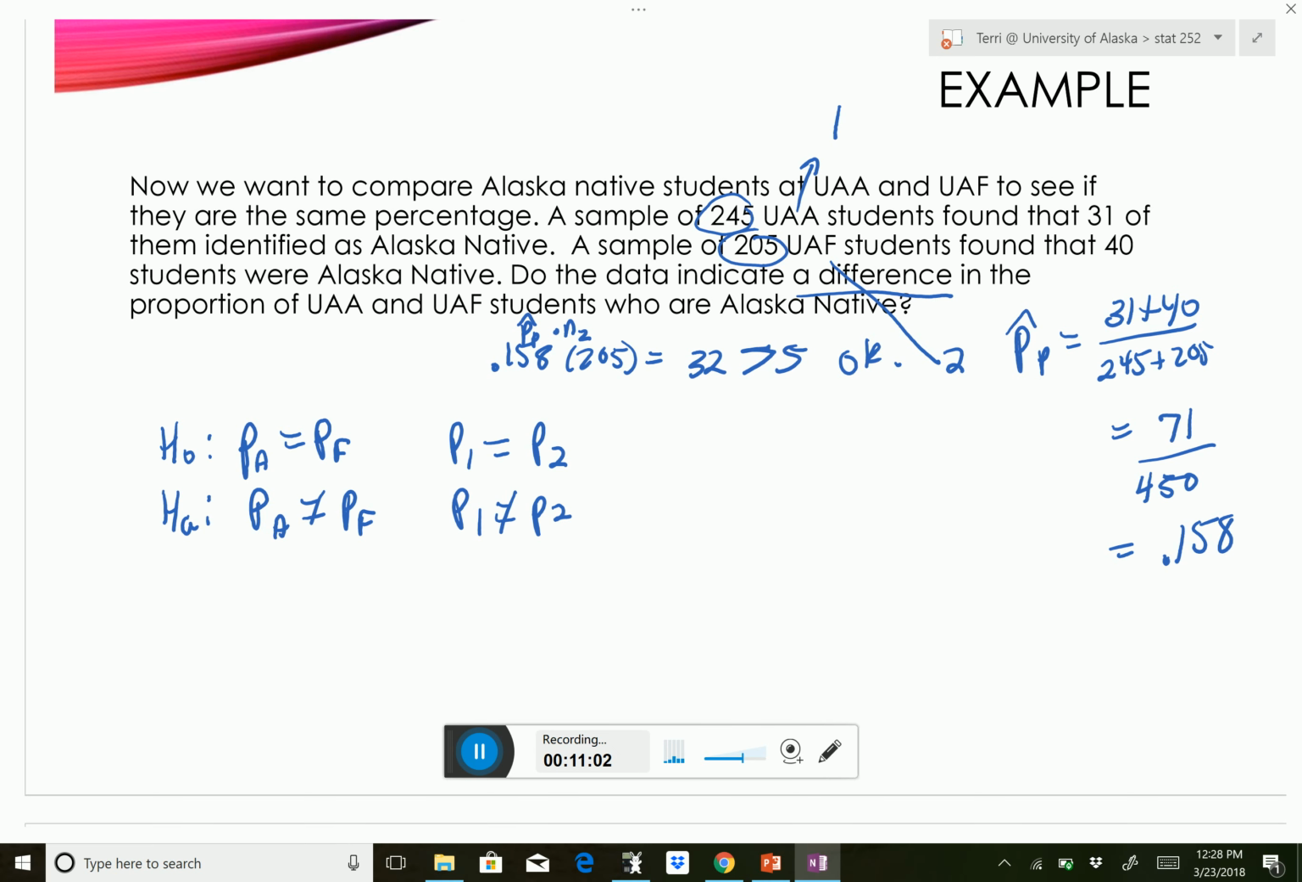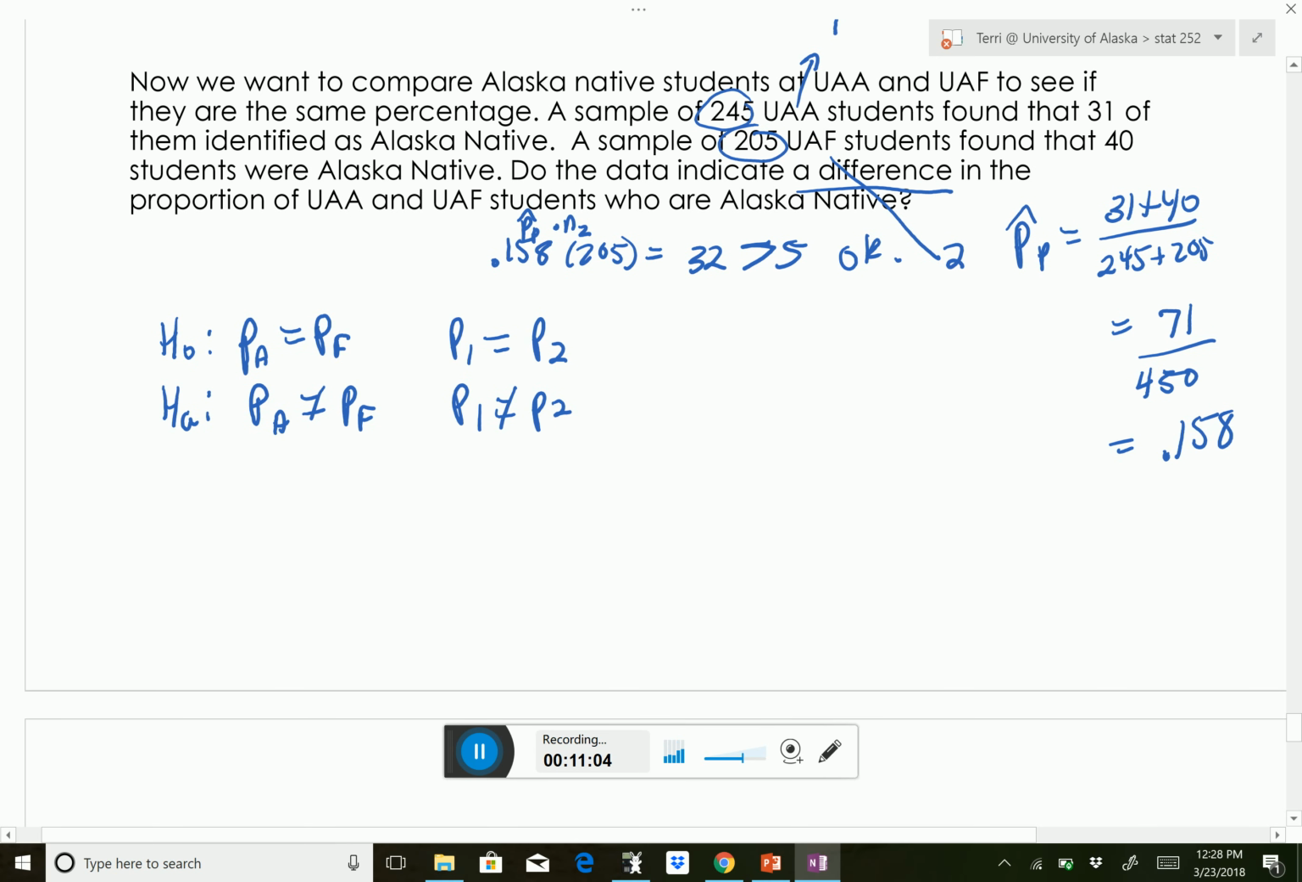Okay, so far so good, right? We've written down our null and alternative hypotheses. Now we know that x1 is 31, n1 is 245, x2 is 40, and n2 is 205. So let's go to our calculator.